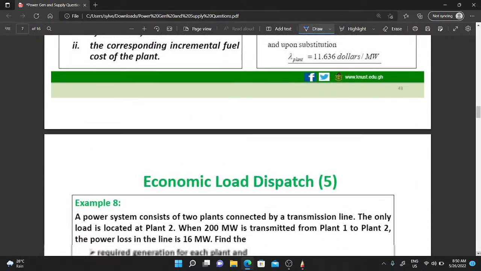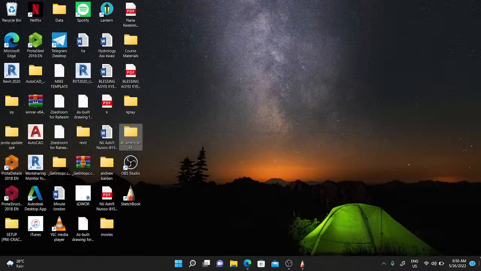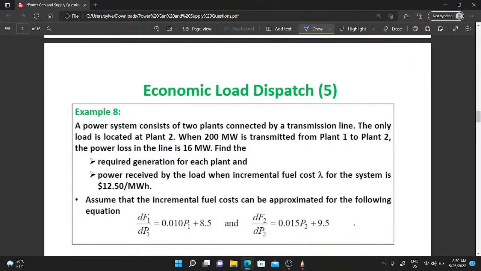Now, another way we can have it is this way. The next question: a power system consists of two plants connected by a transmission line. The only load is connected at plant 2. So let's try to picture this. I'm having two plants, plant 1 and plant 2. They said the load is connected at plant 2. The load is connected here.